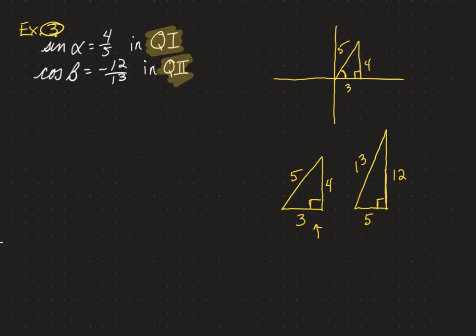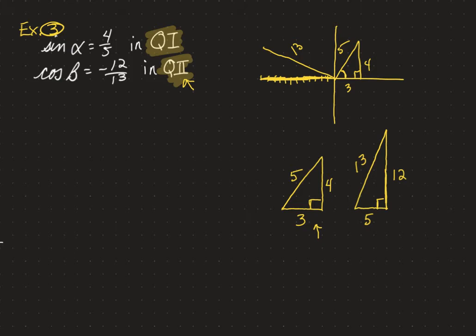And then the cosine of beta, okay, beta is in quadrant 2 because it says so. We're looking at the cosine. That's adjacent over hypotenuse. So this is negative 12, and then the hypotenuse is 13. We know this side goes out here, but does it go up or down? Well, it's in quadrant 2, so it's going to go up. And the hypotenuse is going to be 13.